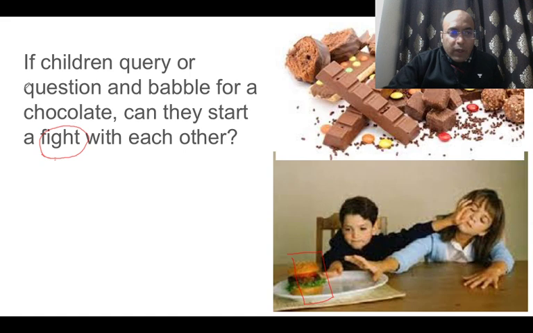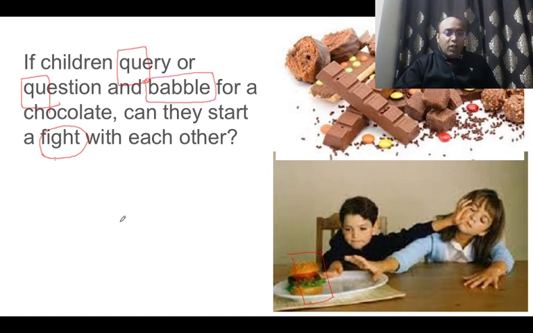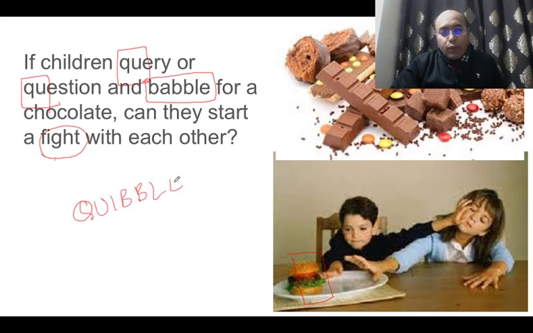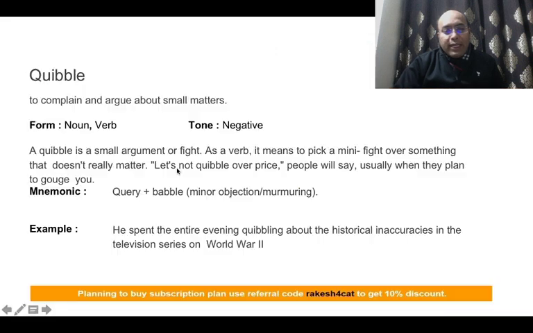So with this, we have to remember this QU here, right? QU from query, right? And babble, right? So the word that we are going to do is quibble, right? Quibble is the word that we are going to do, right? So it takes us towards this quibble. So it is to complain and argue about small matters. It is used both as noun and verb, right?